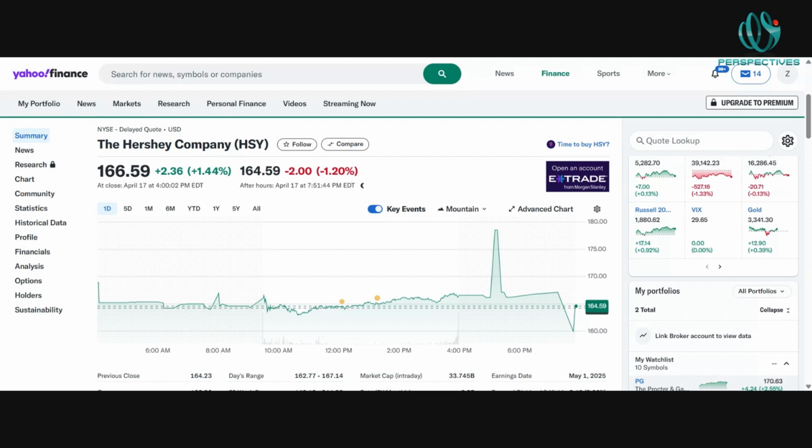Okay. Now, beta. This measures how much the stock moves compared to the stock market overall. So a beta of 1 means that it's moving along with the market. Now, if it's above 1, that means it's a lot more risky. It's more volatile. And if it's below 1, that means it's more stable. It doesn't move as much.